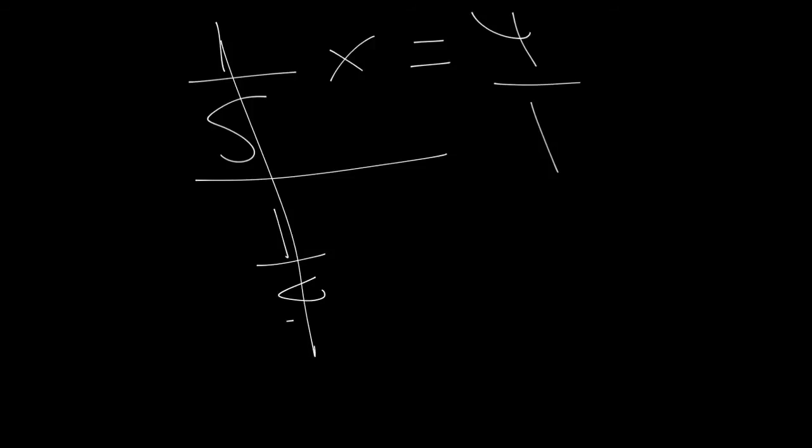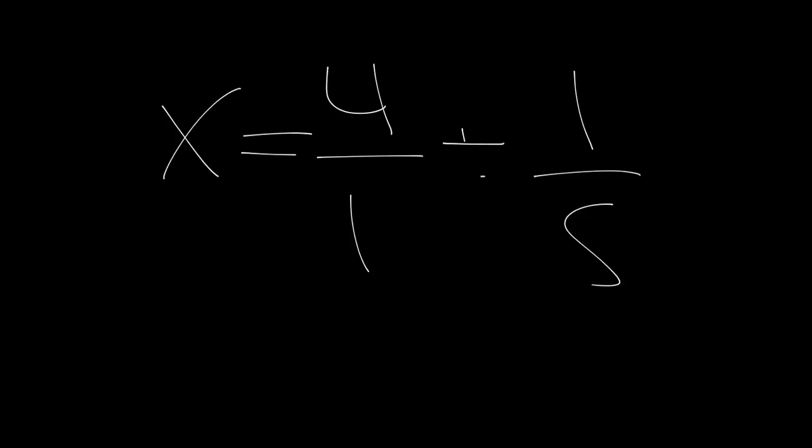Cross each other out. So x equals 4/1 divided by 1/5. Remember, we have to switch it into a multiplication. So 4/1 times 5/1 equals 20/1. So x equals 20.